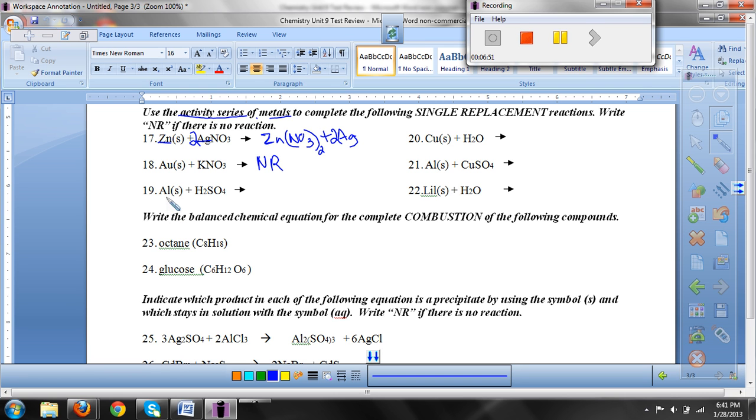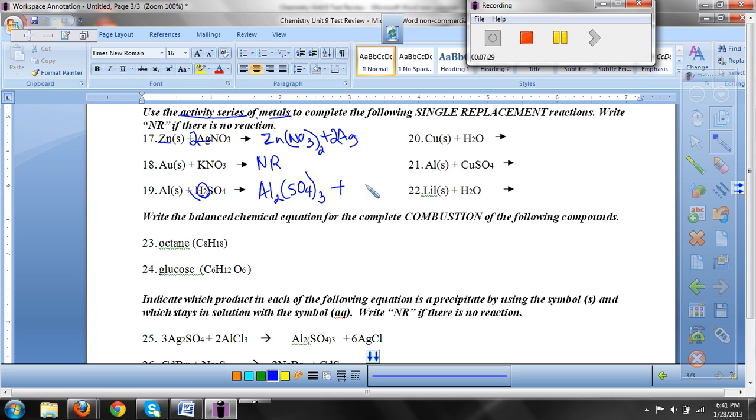Aluminum and sulfuric acid, H2SO4. You have to look and see if aluminum is going to kick the hydrogen out of the acid, and it will. So then I get aluminum sulfate, +3 for aluminum. Sulfate is a polyatomic ion. It's a -2. So I do a swap and drop. So I'm going to rewrite that as Al2(SO4)3. And then this hydrogen is all by itself.